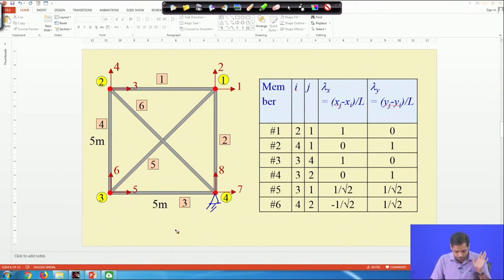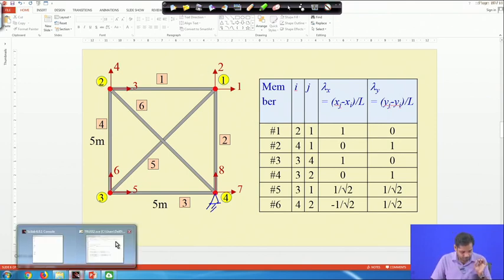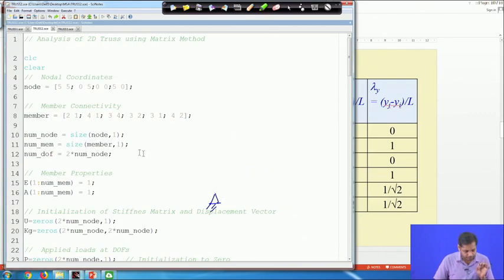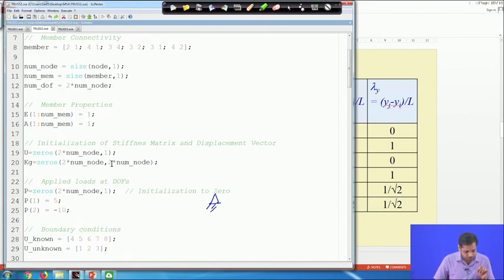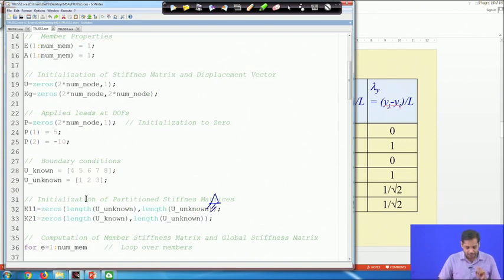So, correspondingly, in the code, in the input file, this will be the change. Your force will remain the same. U known will be only at 7 and 8, and all other degrees of freedom are unknown. Okay, and let us solve. Let us find out the solution.